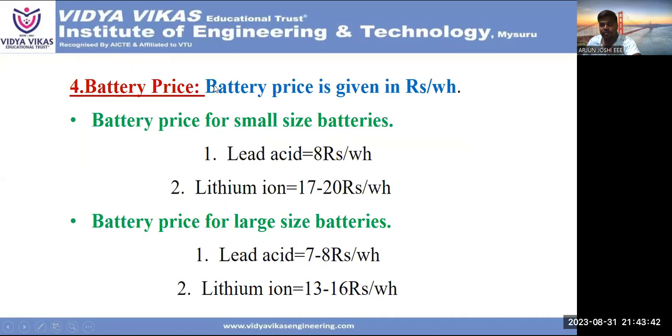Now let's discuss battery price. Battery price is given in rupees per watt hour. For small size batteries, lead acid is 8 rupees per watt hour and lithium ion is 7 to 20 rupees per watt hour. For large size batteries, if the battery size increases, the cost also reduces. Lead acid is 7 to 8 rupees per watt hour. Lithium ion is 7 to 16. In the case of small size it is 7 to 20 rupees per watt hour, and here it is 13 to 16 rupees per watt hour.